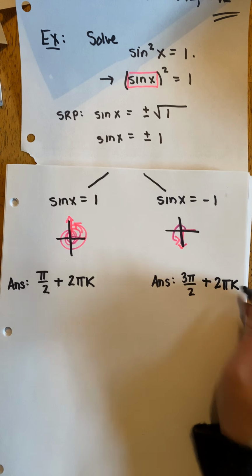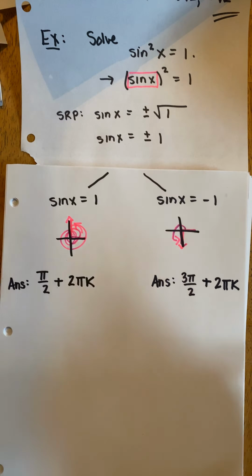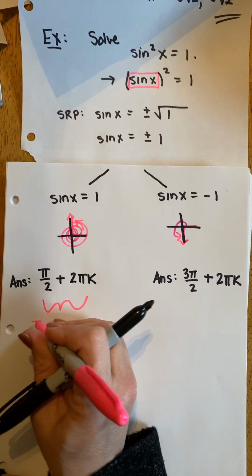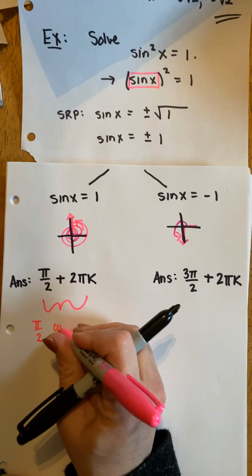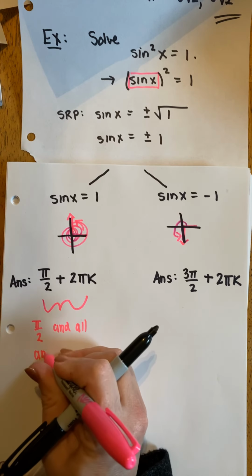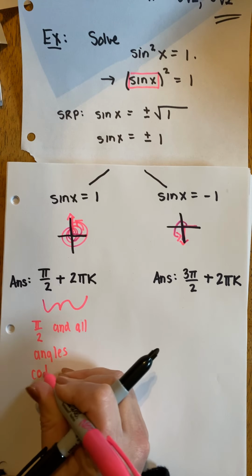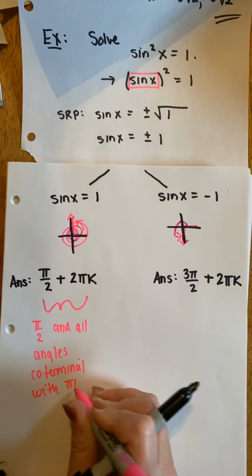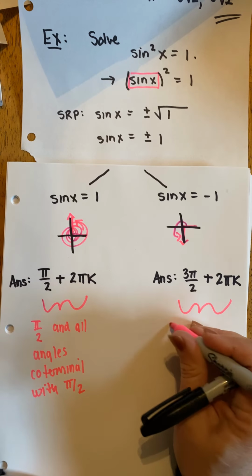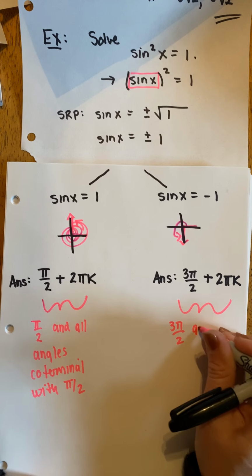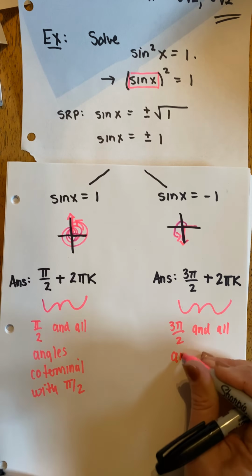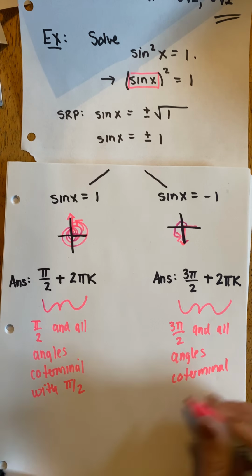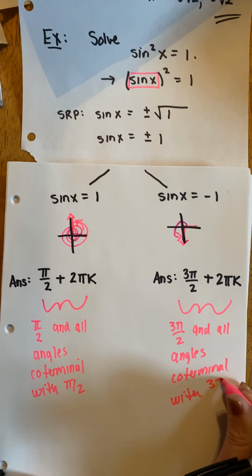And all angles coterminal. So this says 90 degrees and all angles coterminal with 90 degrees, pi over 2, and all angles coterminal with pi over 2. Here we have 3 pi over 2, or 270 degrees, and all angles coterminal with 3 pi over 2.